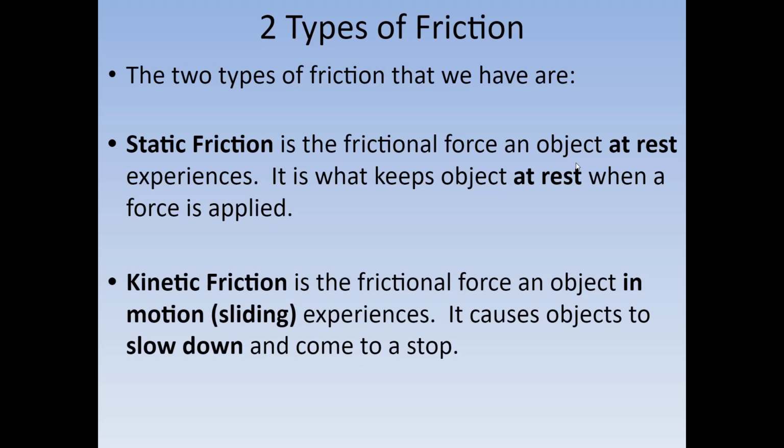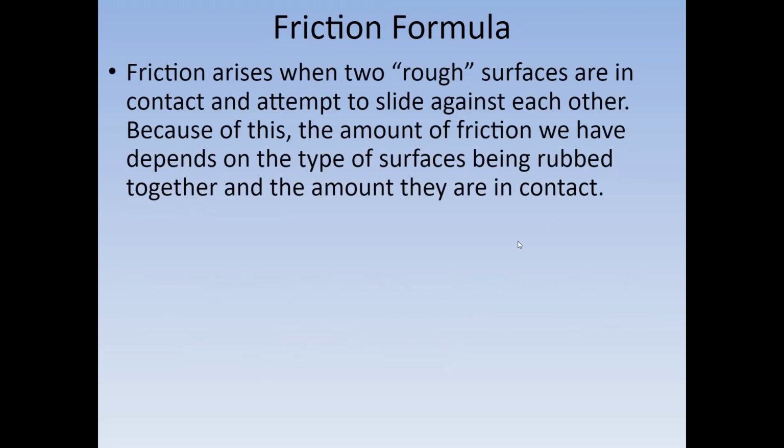Another example is if you have an object, like let's say you have a dresser on the bed of a truck and the truck starts to move. Technically the dresser is moving relative to the earth, but relative to the truck, it is stationary. So that dresser will be experiencing static friction. So it's important to keep in mind that kinetic friction is referring to the two surfaces sliding against each other.